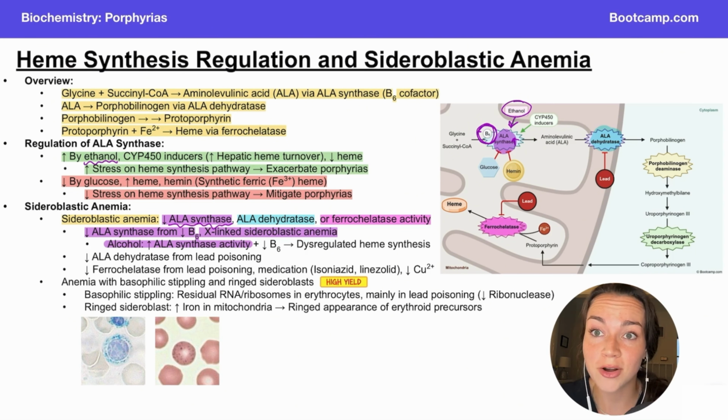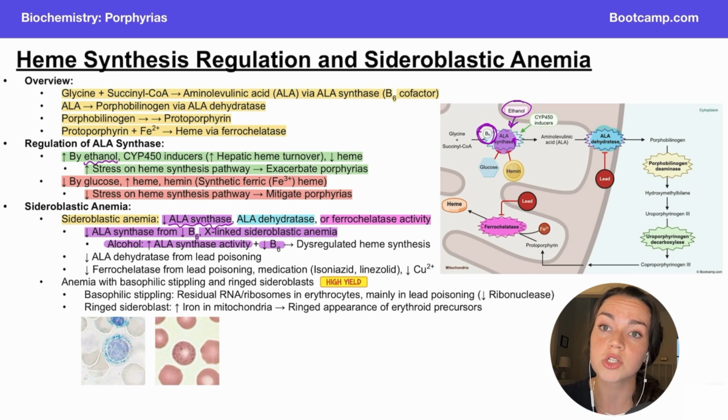You can either turn your brain off right now, memorize those two facts separately, and go on your merry way, and you would be fine. I will explain to you quickly how both of those things can be true, though. And that is because, yes, while ALA synthase is upregulated by ethanol, another effect of alcohol is a decrease in vitamin B6. Both acute consumption and chronic consumption of alcohol can cause low B6.